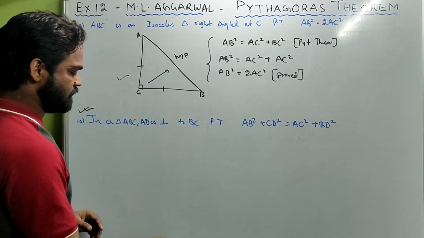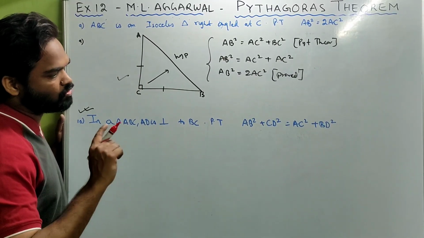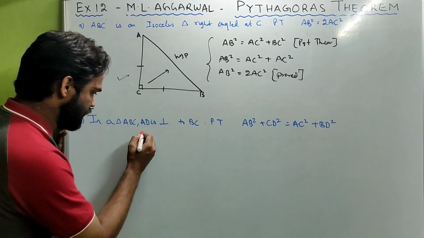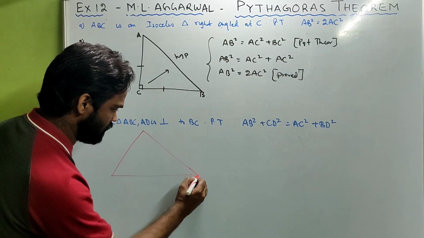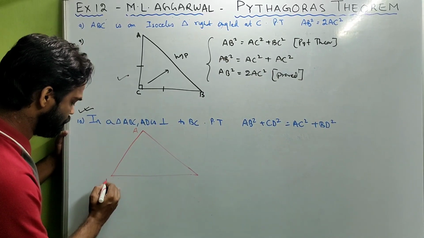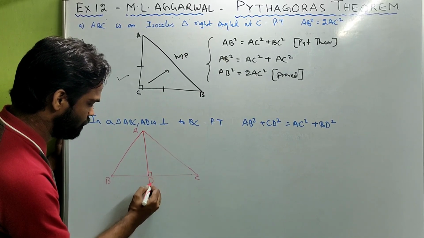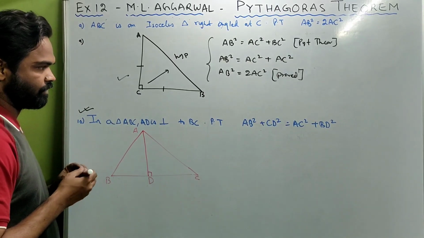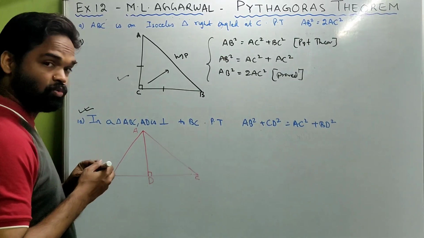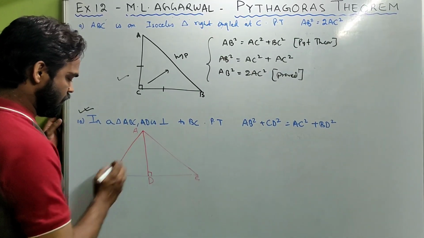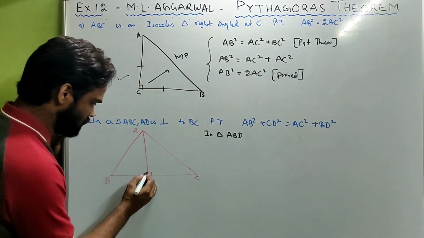Look at number 10. In a triangle ABC, AD is perpendicular to BC. Prove that AB square plus CD square equals AC square plus BD square. I'll just draw the diagram. Suppose I take a triangle like this, A, B, C, and AD is perpendicular to BC. Prove that AB square plus CD square equals AC square plus BD square. Look carefully. There are 2 right angle triangles. In triangle ABD, of course this is 90 degrees.